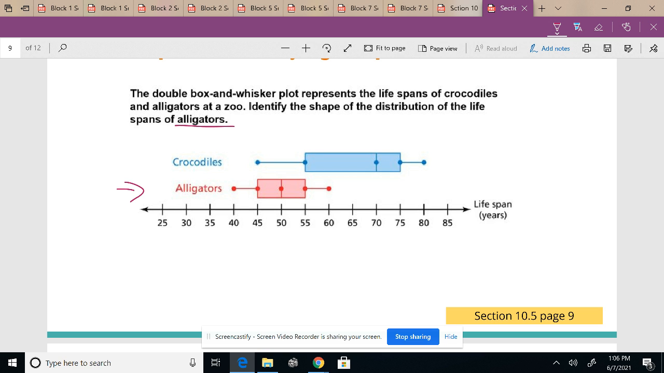We need to look at the left whisker and the right whisker. And we need to make sure, are they the same? Is one longer than the other? And go in that route. So they look pretty much the same. So I'm going to say it's symmetric. Okay, and then that's your answer.